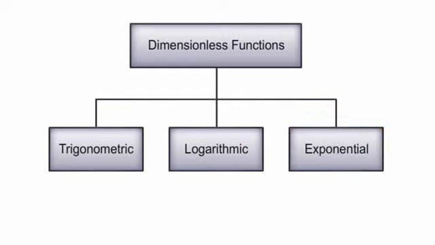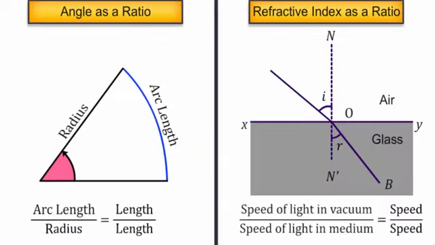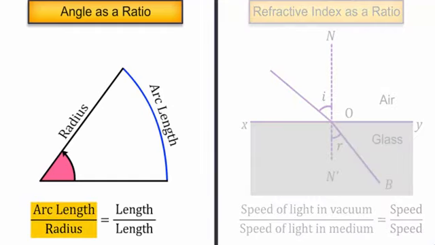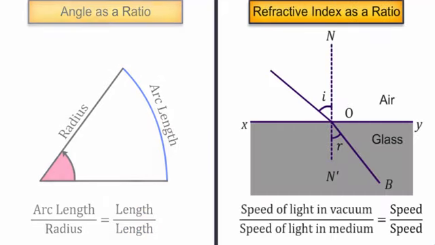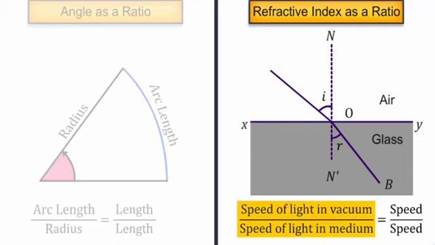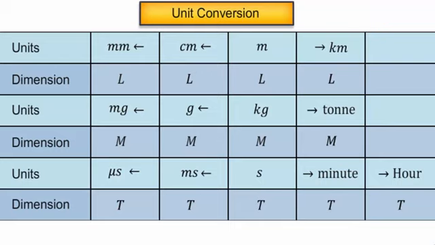The ratio of similar quantities results in a pure number, which is again dimensionless. For example, angle is the ratio of arc length to radius, which is length divided by length. Absolute refractive index of a medium is the ratio of the speed of light in a vacuum to that in a given medium, which is the ratio of speed to speed. The test of consistency of dimensions not only tells us the consistency of units, but also helps the user ignore the units to be mentioned and conversions among multiples and submultiples of units.